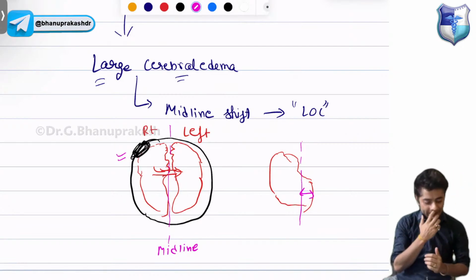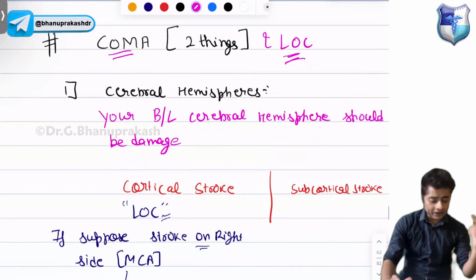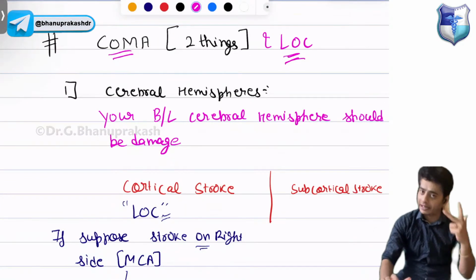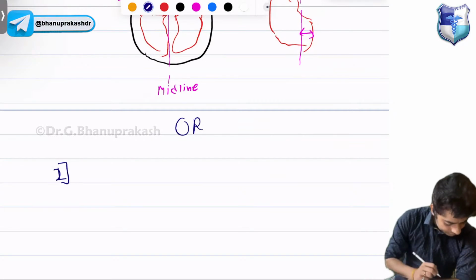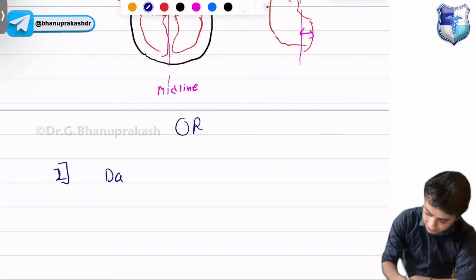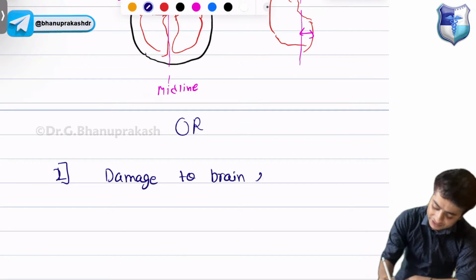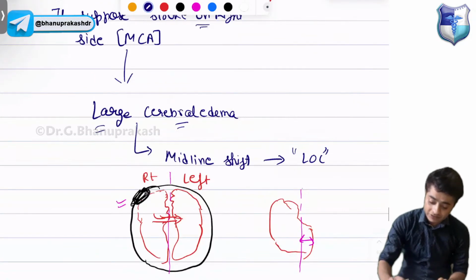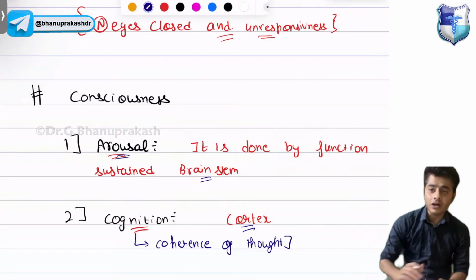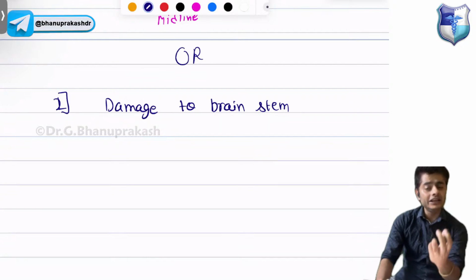Okay, beta, you tell us name. Okay, we are moving further. So we have seen that coma is produced when there is cerebral hemisphere damage bilaterally. Coma can also be produced when there is damage to brainstem. I have told you कि brainstem helps us in arousal. So, what is the structure in brainstem that, if damaged, leads to coma?